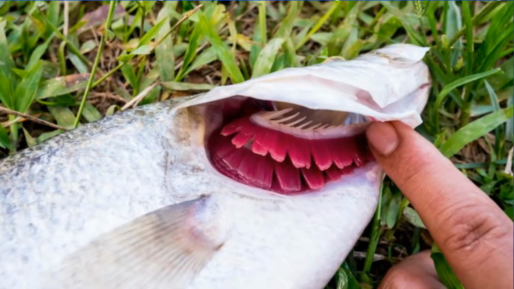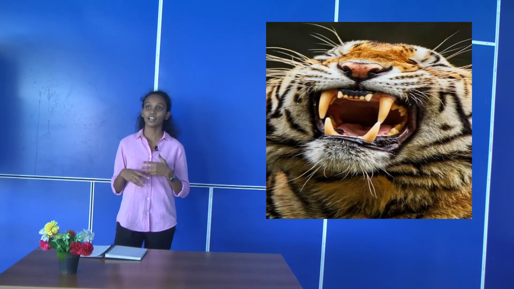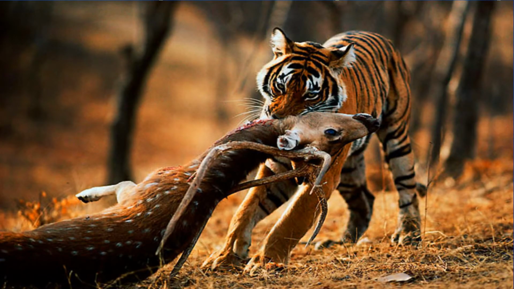Then when we consider fishes, fishes live in the water. They have fins to swim and they have gills to breathe. Like that, they have their own adaptations. Then let's consider a tiger. A tiger lives in the jungle, and it gets food by consuming prey. So they have sharp teeth to tear the prey and to consume the food.